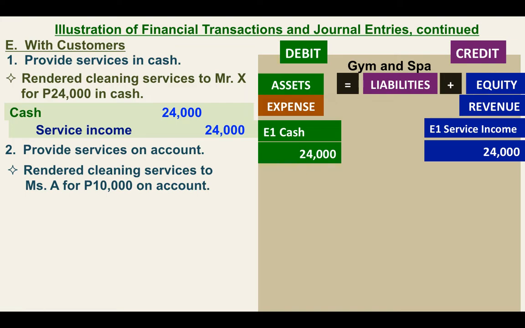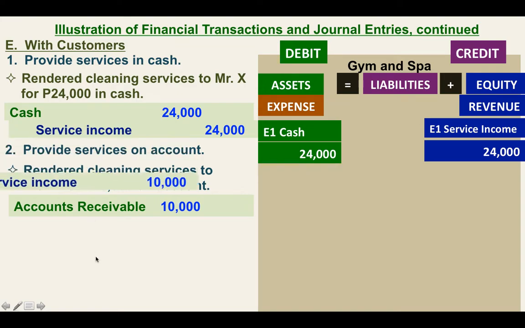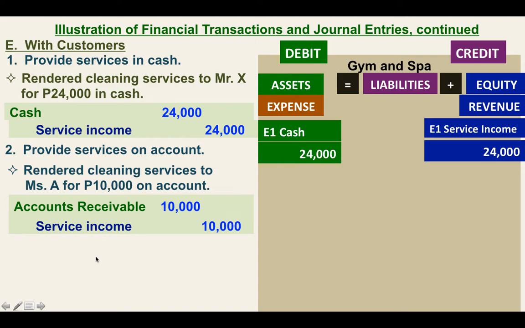We received a promise from Miss A, a promise to pay. So that is accounts receivable because we gave our services. Okay, so Miss A owes something to the company. So debit accounts receivable. On account means accounts receivable. And then credit service income.